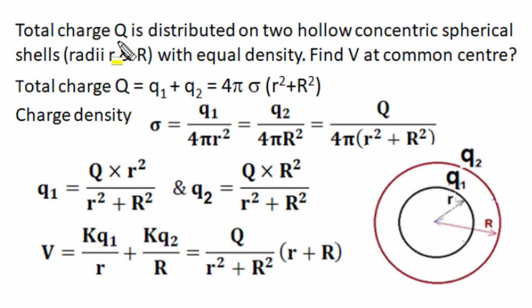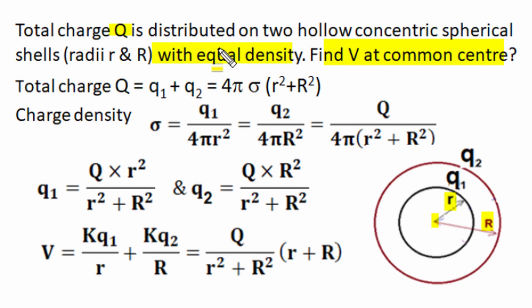Let's finish this learning video with one important examination question. We are given two hollow concentric shells of radius small r and capital R with a common center, and total charge capital Q is distributed among these two spherical shells with identical surface charge density. We have to find the potential at the common center of these two shells.